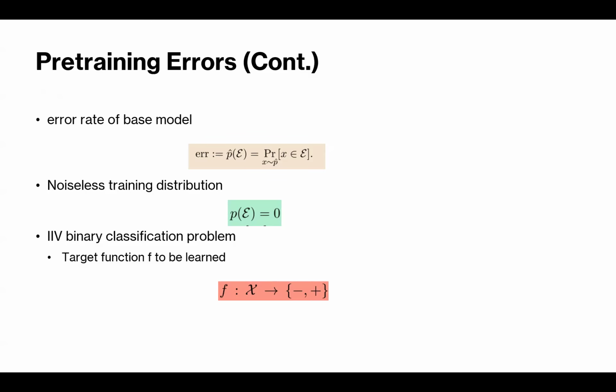Like it's a noiseless training distribution, as you explained. Noiseless training data means that whenever I try to draw a sample from that, PE basically becomes zero. So there is no possibility that it may be drawn from an error set, right? Correct, yes. But that stands true for your true distribution.